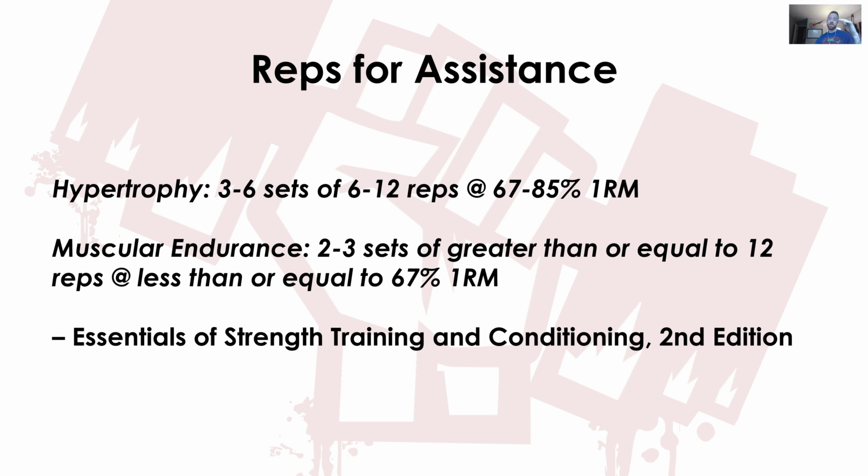And then instead of assistance, they had hypertrophy and muscular endurance. So hypertrophy: 3 to 6 sets of 6 to 12 reps at 67 to 85% of 1 rep max. 67%? Like you're in the lab, you're like, it's got to be 67, not 66, not 68, but 67. Okay. Muscular endurance: 2 to 3 sets of greater than or equal to 12 reps at less than or equal to 67% 1 rep max.